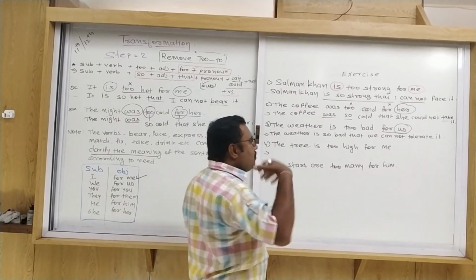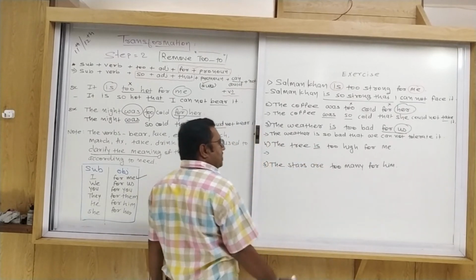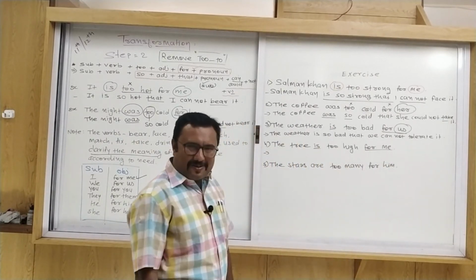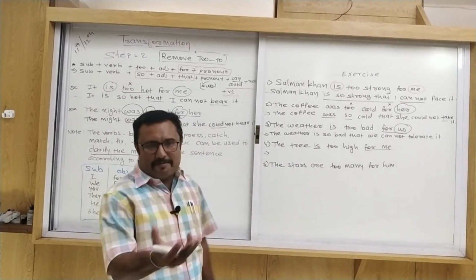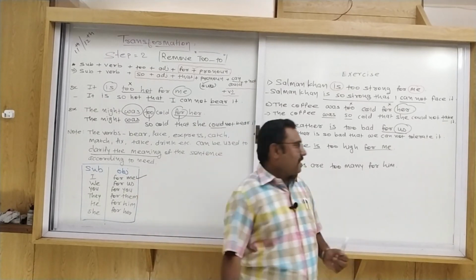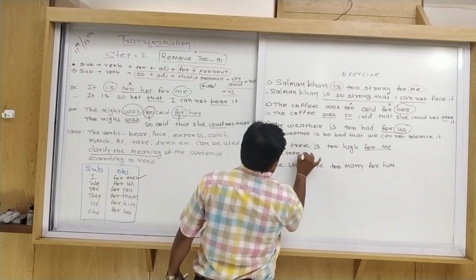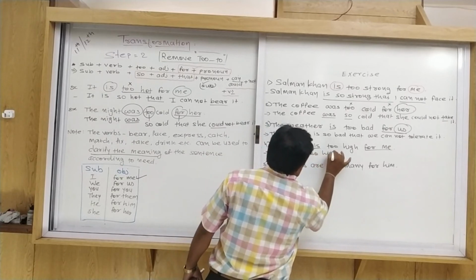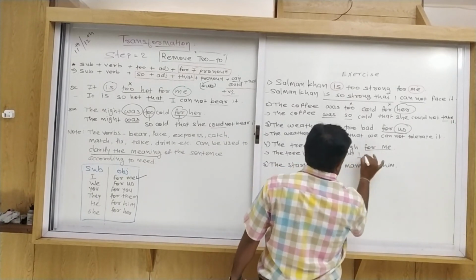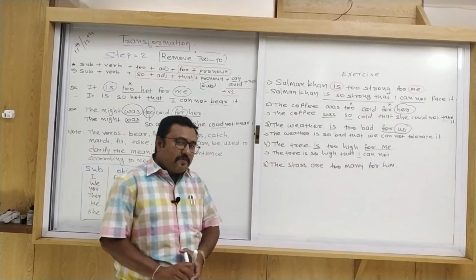The tree is too high for me. So simple present tense is used here. Now you got the idea about the pronoun, so it is not necessary to repeat again and again. Suppose you forget it, then see the table of subject and object. Okay, dear friends. So the tree is so high that I cannot. Now, which verb do we use here?